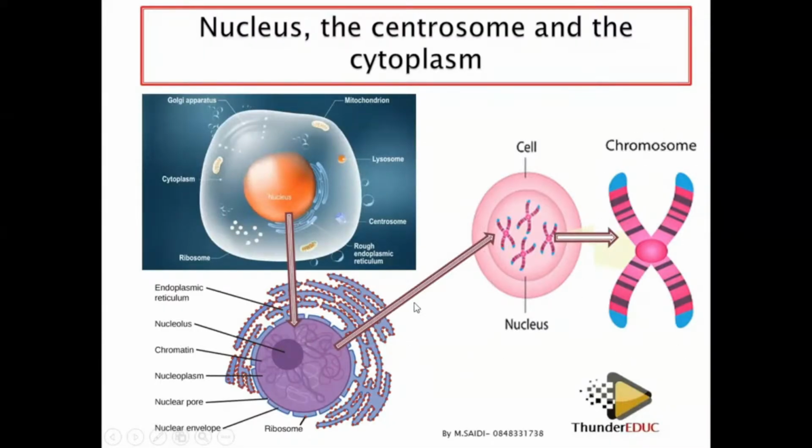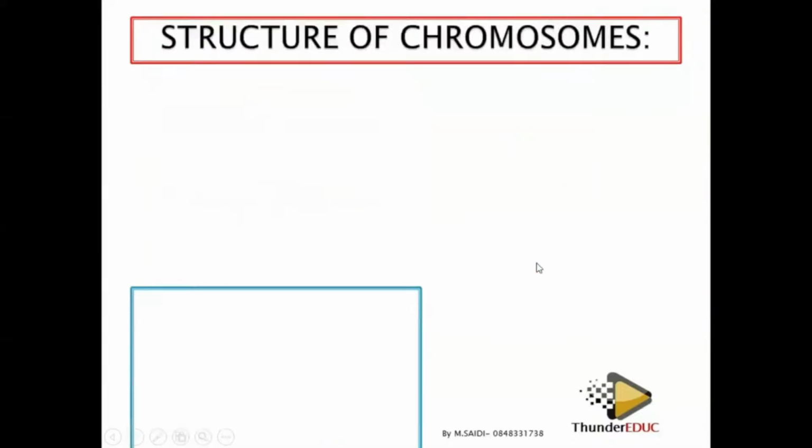So we have seen where the chromosome comes from. It cannot exist without DNA, with its specific genes. You see, it has specific genes. So let's look at the structure of a chromosome. Why do we need to look at the chromosome?